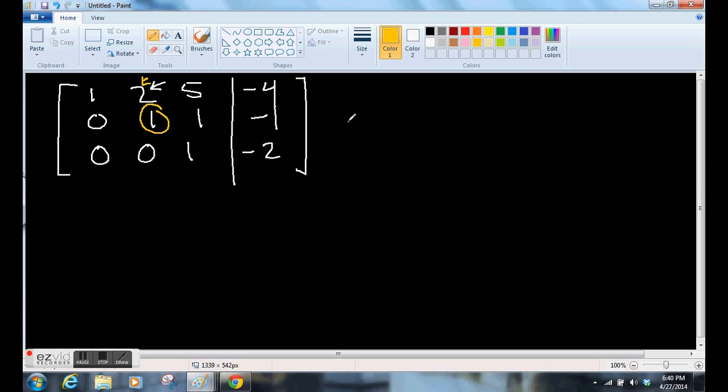So I take -2 times row 2, add it to row 1, and that becomes my new row 1. Like so. And sometimes I write it like this. That becomes -2 times 0 is 0, -2 times 1 is -2, 1 times -2 is -2, -1 times -2 is +2. So I write the little numbers that I'm going to add so I don't get as confused.